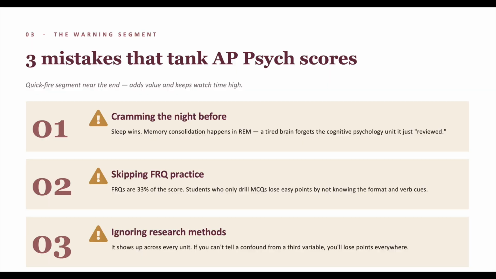3 mistakes that can tank your AP score. Be careful of these. Number one, do not try to cram a night before the exam. It doesn't work and makes your brain more tired and less prepared for the final day. Number two, do not skip the FRQs because 33% of the exam is FRQ questions. So make sure you have enough practice for that. And mistake number three, do not ignore research methods. So if you can't tell a confound from a third variable, you lose points everywhere. So make sure those areas are strong.